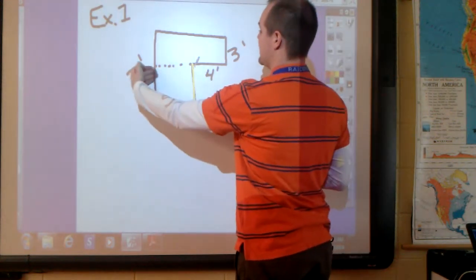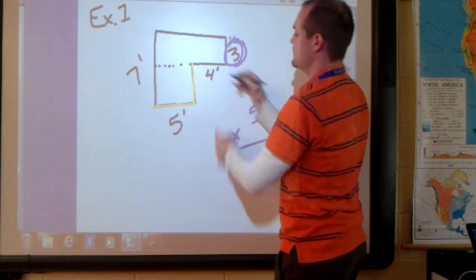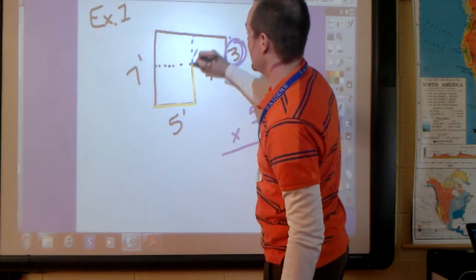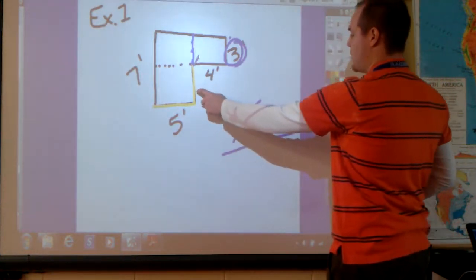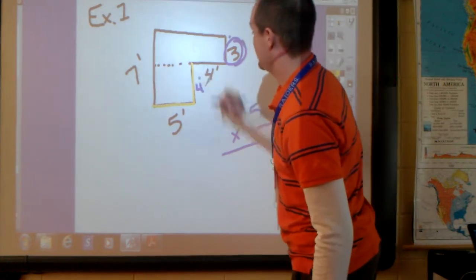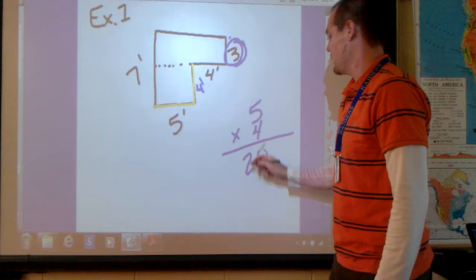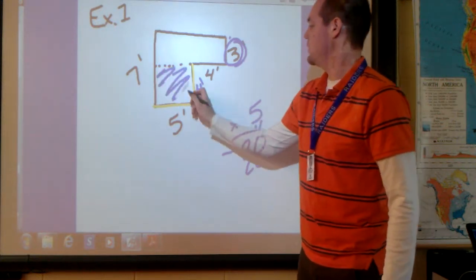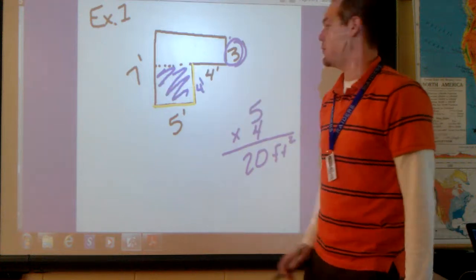We know that this side is 7. If we subtract this piece from it, imagining that that piece runs right here, we will get our width. So 7 minus 3 is 4 feet. Now that I know that 5 times 4 is 20, I have found the area of this small rectangle.